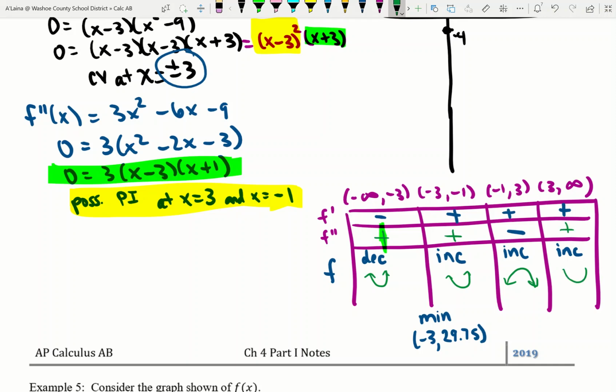And again, I would expect there to be a sign change here because I am testing a possible point of inflection. How do you put this all together and create a graph from this? So I'm going to say I want the decreasing side of a concave up function. I want the increasing side of a concave up function. I want the increasing side of a concave down function. And I want the increasing side of a concave up function.